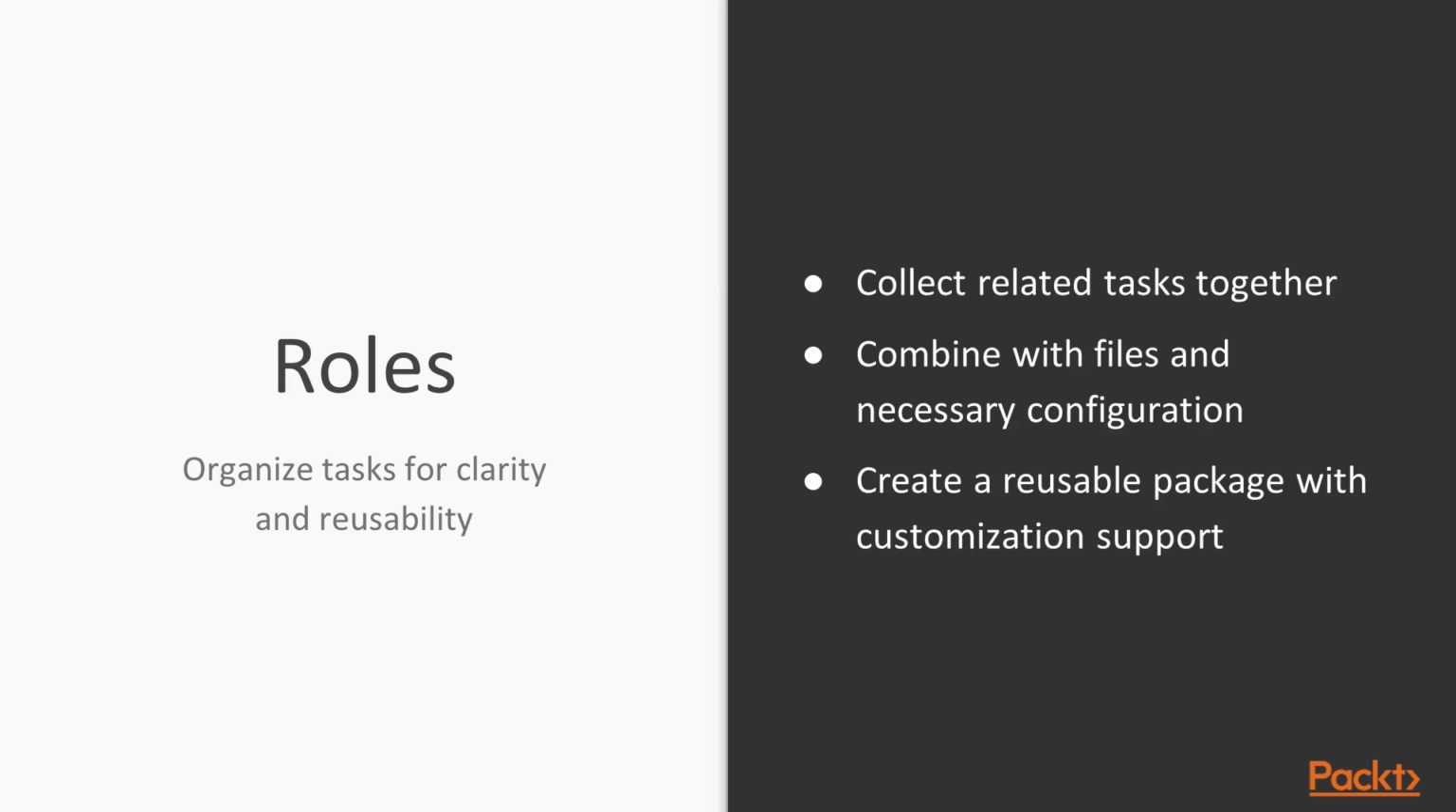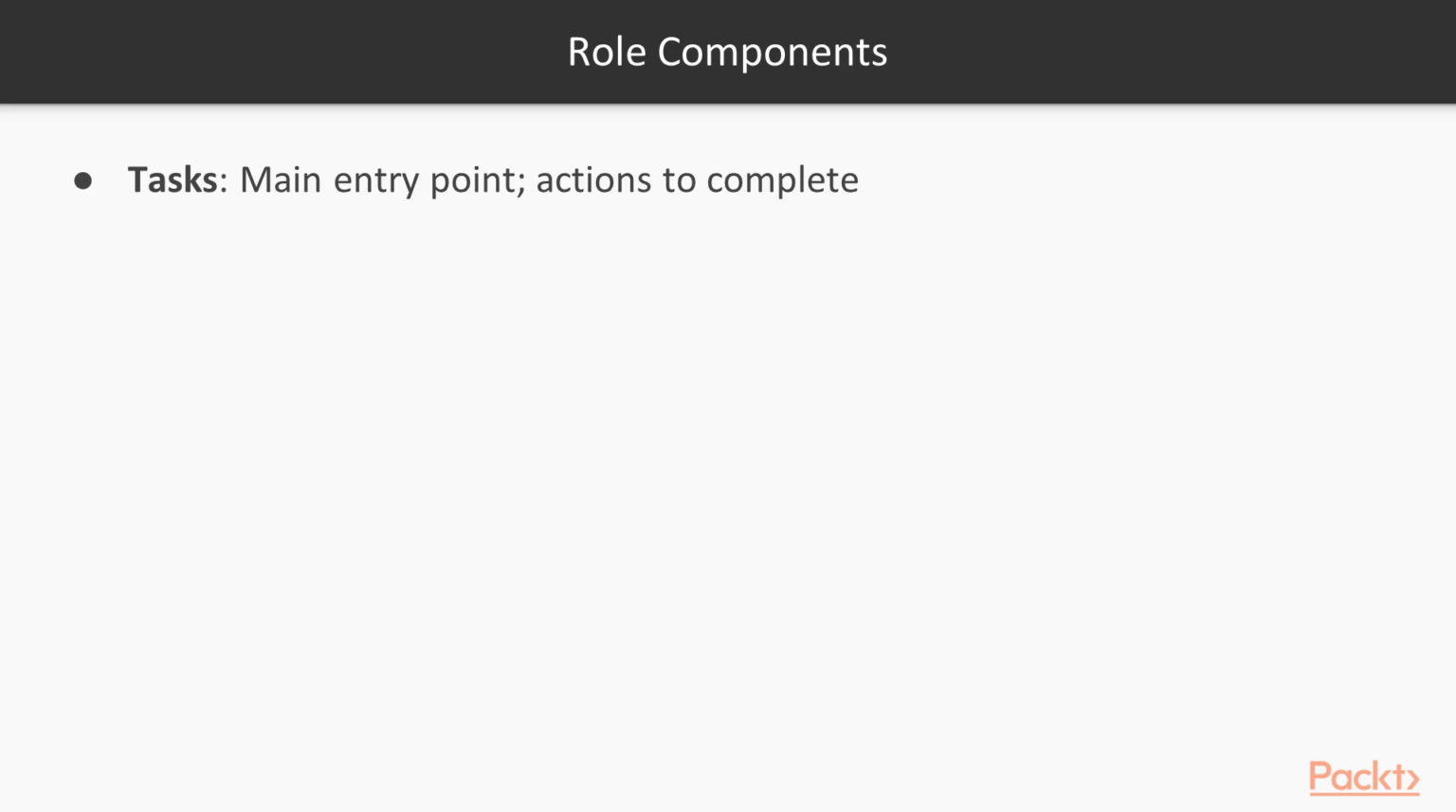We can pick up that role, move it to another system, use it there. We can use variables to override its behavior and customize it. It allows us to create this reusable unit of automation that we can move around and use. A role is really just a directory with a number of subdirectories. All roles will at least have a tasks subdirectory. This is the main entry point, the actions to complete when Ansible runs the role.